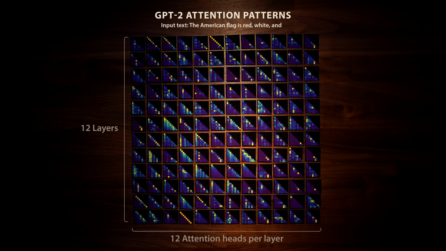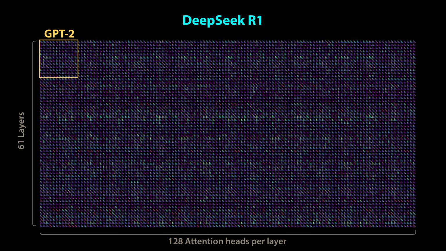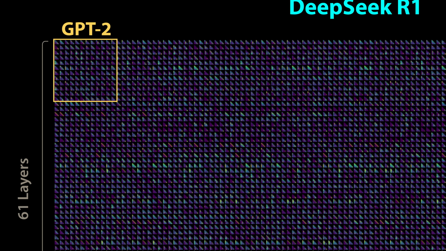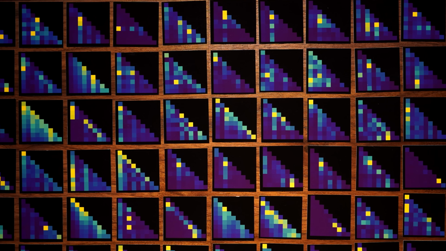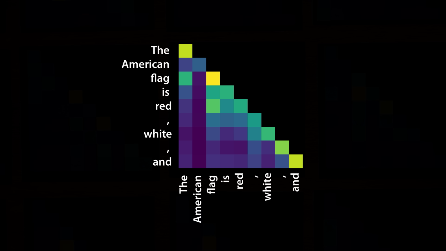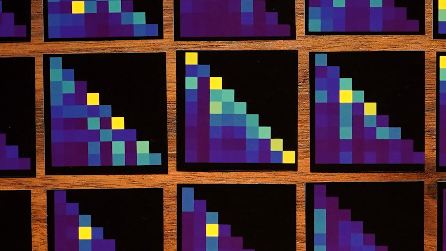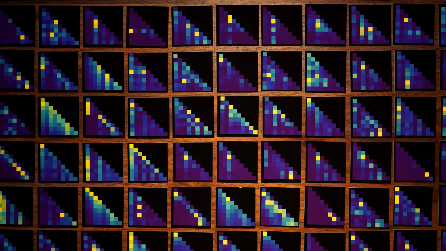These are the 144 attention patterns computed by the GPT-2 small model, when given the example input text, "the American flag is red, white, and". This model uses 12 separate attention mechanisms, called attention heads, per layer, and has 12 layers, making for 144 total attention patterns. DeepSeek R1 has 128 attention heads per layer, and 61 layers, making for 7,808 total patterns. In both models, the size of the attention pattern is equal to the number of tokens passed into the model. Our example input maps to 9 tokens, so all of our attention patterns are 9x9 matrices.